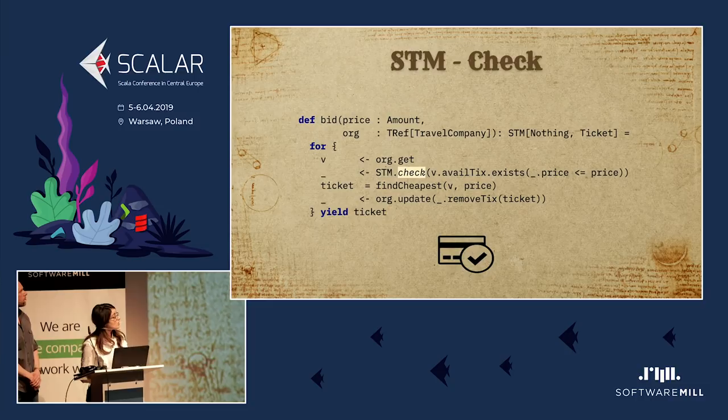Using check, we can suspend the transaction until a condition is satisfied. In this example, we check if there is an available ticket that is less than or equal to the given price. If the condition is not satisfied, this transaction will be suspended until the TRef is changed, and it will retry and check again and again until the transaction is successful, and then we will return the cheapest ticket.